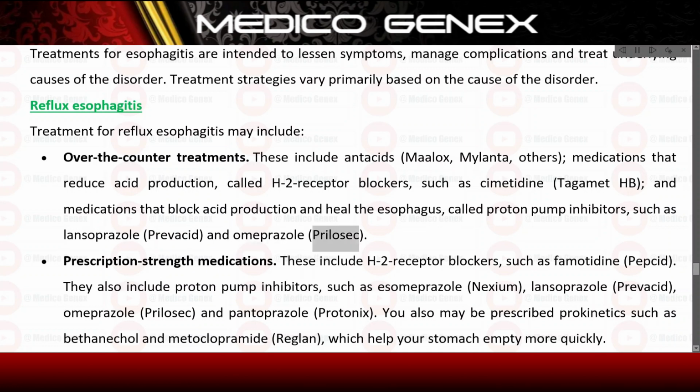Prescription strength medications. These include H2 receptor blockers, such as famotidine, Pepcid. They also include proton pump inhibitors, such as esomeprazole, Nexium, lansoprazole, Prevacid, omeprazole, Prilosec, and pantoprazole, Protonix. You also may be prescribed prokinetics such as bethanechol and metoclopramide, Reglan, which help your stomach empty more quickly.